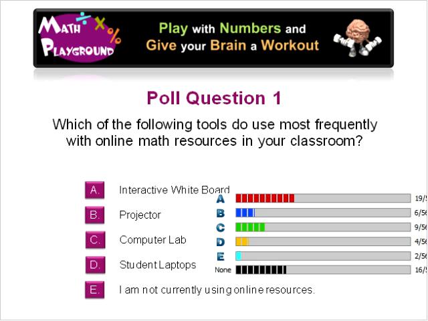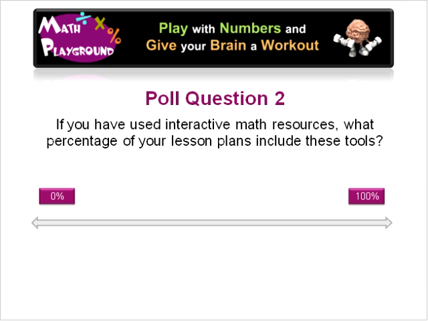Okay, let's take a look at the second poll question. If you have used interactive math resources, what percentage of your lesson plans include these tools? Do you use them every time you teach math, or how often do you use them? Wow, 100%. So it looks like the majority of the audience are using resources pretty extensively. Great.